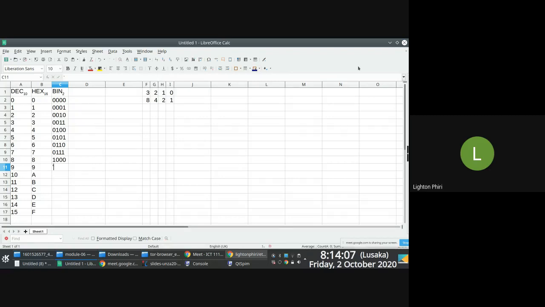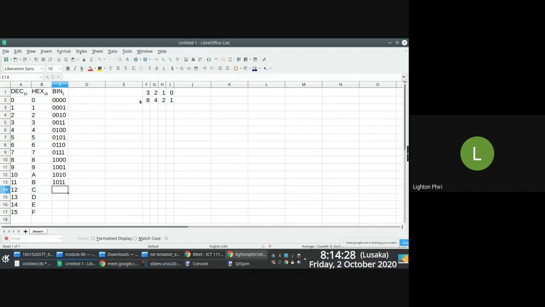For us to get a 9, it's just 8 plus 1, so meaning that we need to add 1 and 1, right? For us to get a 10, it's nothing more than 8 plus 2, so meaning that we need 1, 0, 1, 0, right? For us to get an 11, we're adding 10 plus 1, which is 8 plus 2 plus 1, right?